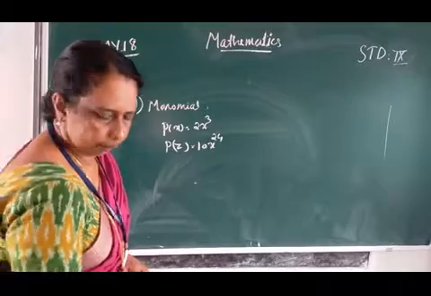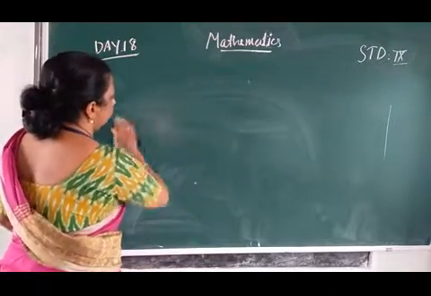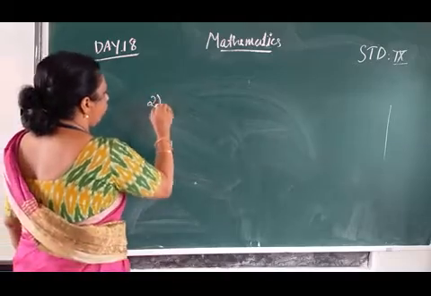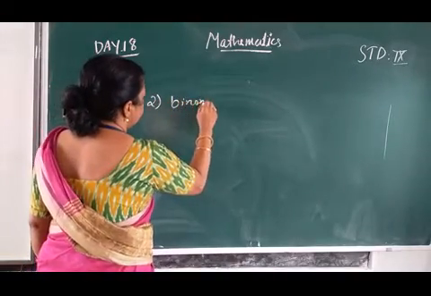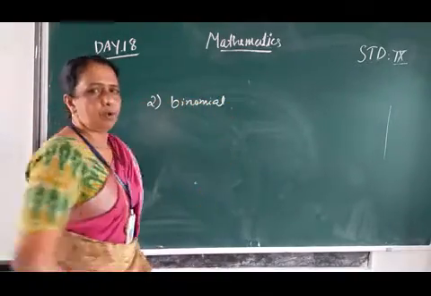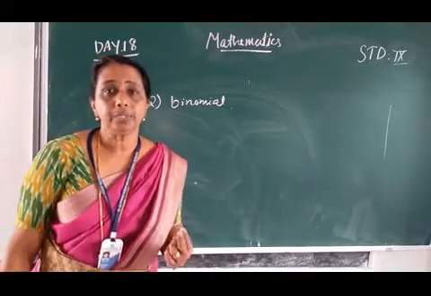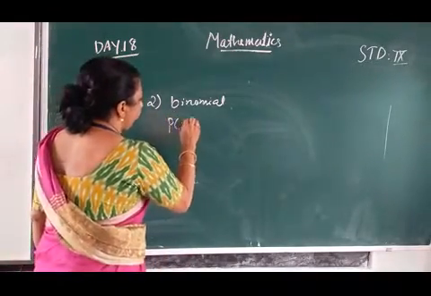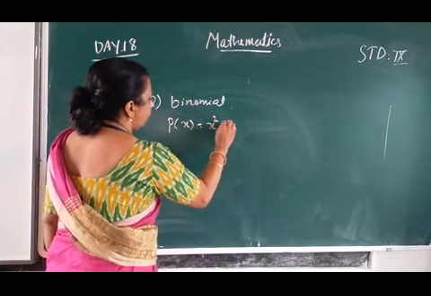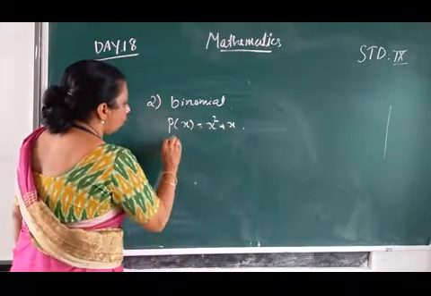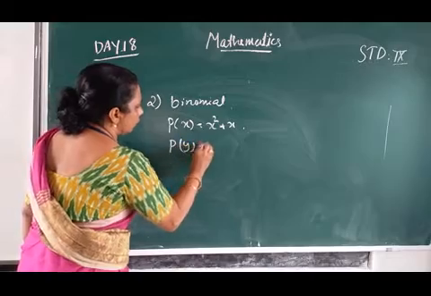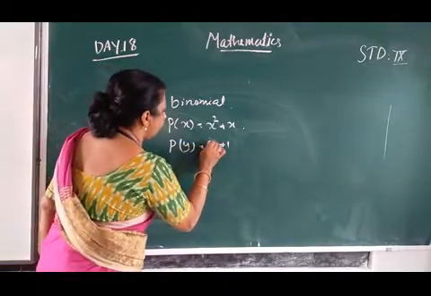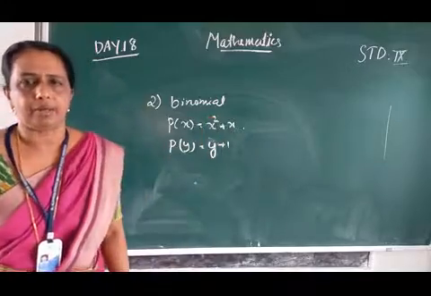Second one is binomial. A polynomial having two terms is called a binomial. For example, p of x is equal to x square plus x, or p of x is equal to x plus 1, or p of y is equal to y plus 1.